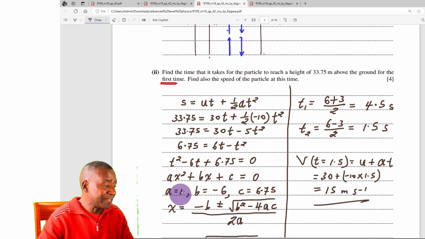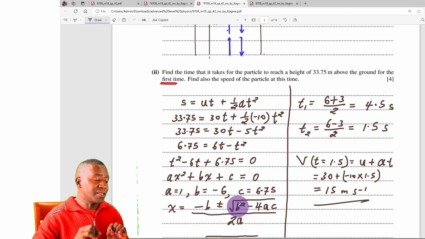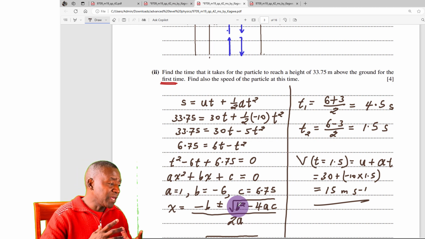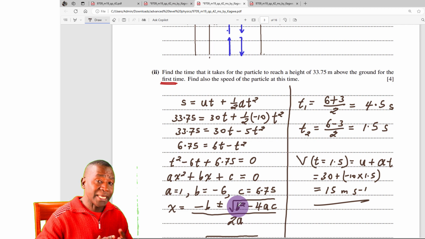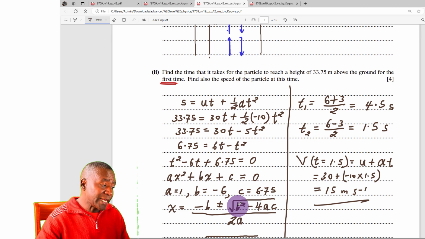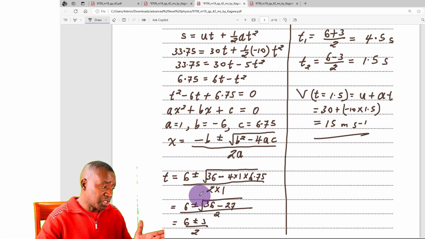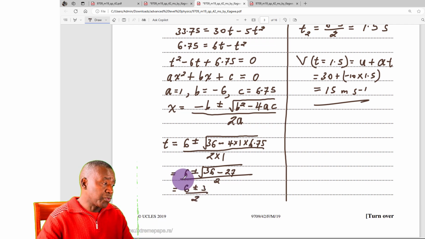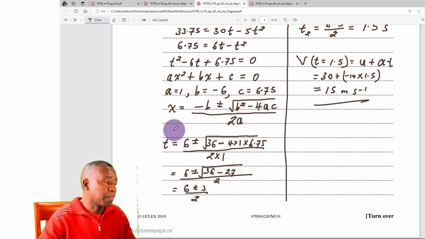Once you have identified all that, a is equal to 1, b is equal to minus 6, c is equal to this value here, then substitute it in the standard formula for solving quadratic equations. This is an equation which I'd like you to remember because it can come in handy. Once you substitute into that, the value of x is actually t.